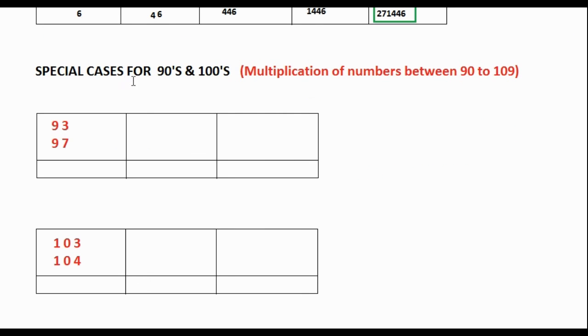And we have special cases for the multiplication of numbers between 90 and 109. For 2-digit multiplication, if the number is between 90 and 99, this multiplication is going to be extremely simple. Let me tell you a shortcut. In the first step, you have to subtract this number from 100. So 100 minus 93 will give you 7. 100 minus 97 will give you 3.